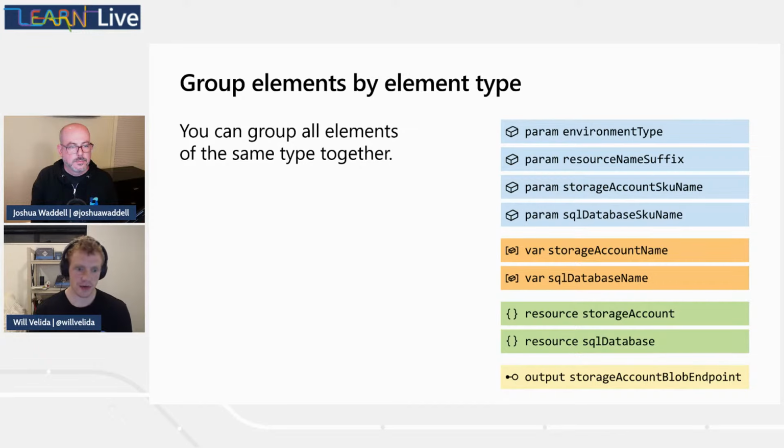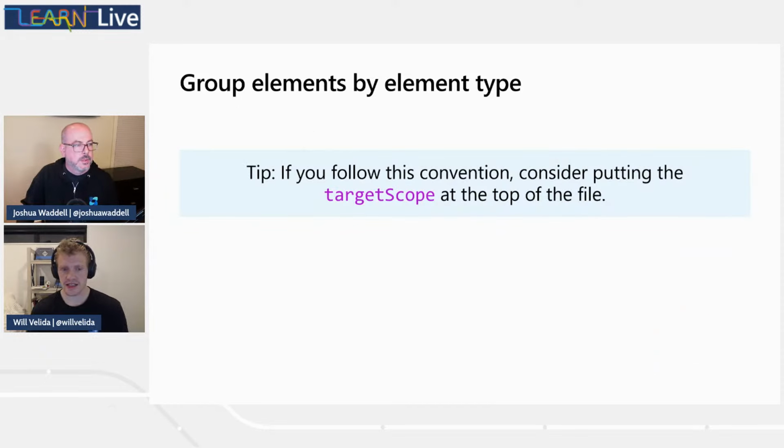Taking this example here, we might have a Bicep file that deploys an Azure SQL database and a storage account. We've got all of our parameters here, then the variables, then we define our resources for our storage account and our SQL database, and then we have an output for our blob endpoint. If we go to the next slide, if we follow this convention, consider putting the target scope at the top of the file.